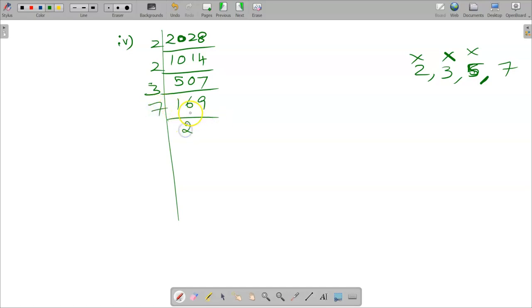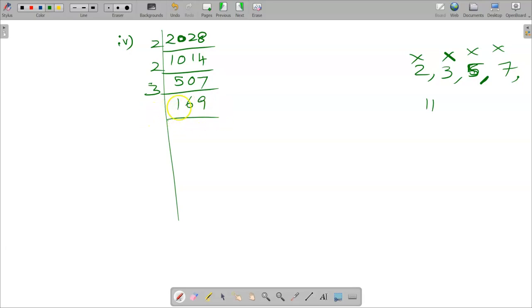7 2s are 14, balance is 2, 29. 29 is not divided by 7, so I cannot proceed with the number 7 also. So next prime number is 11. Let me check with the number 11.